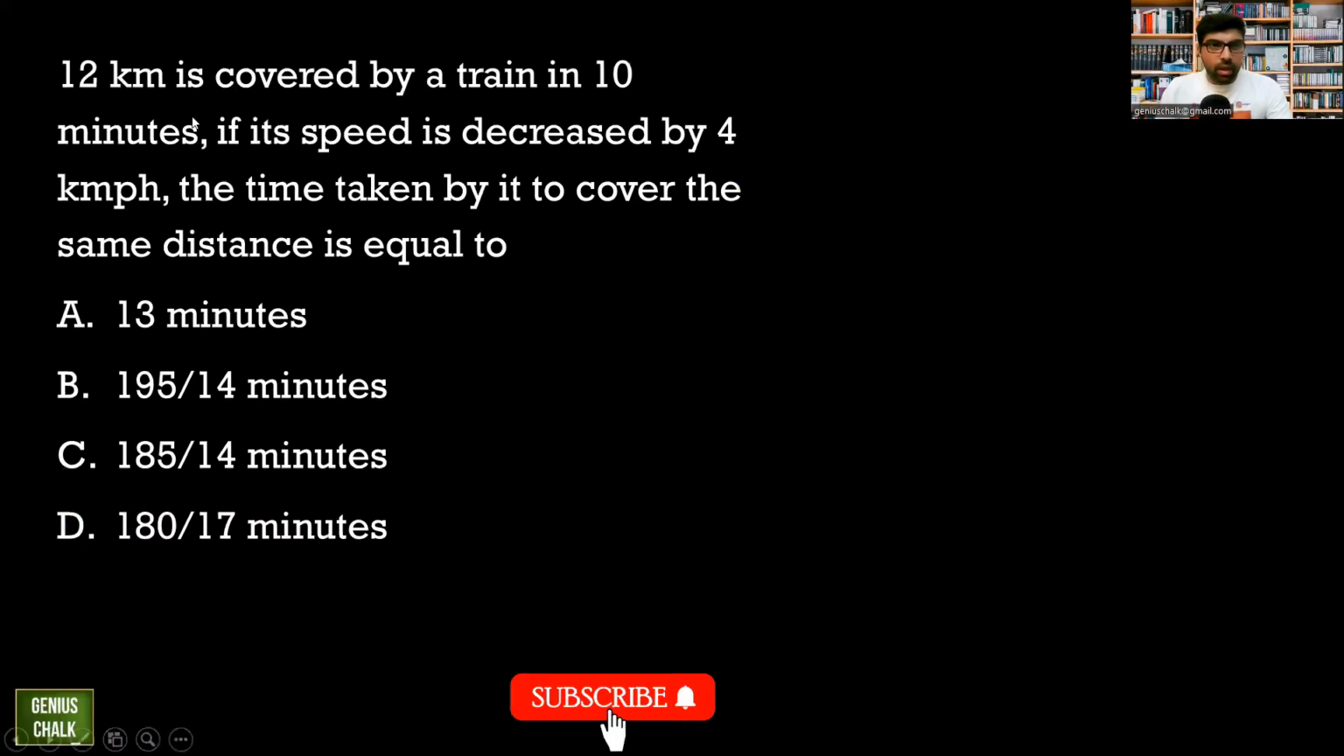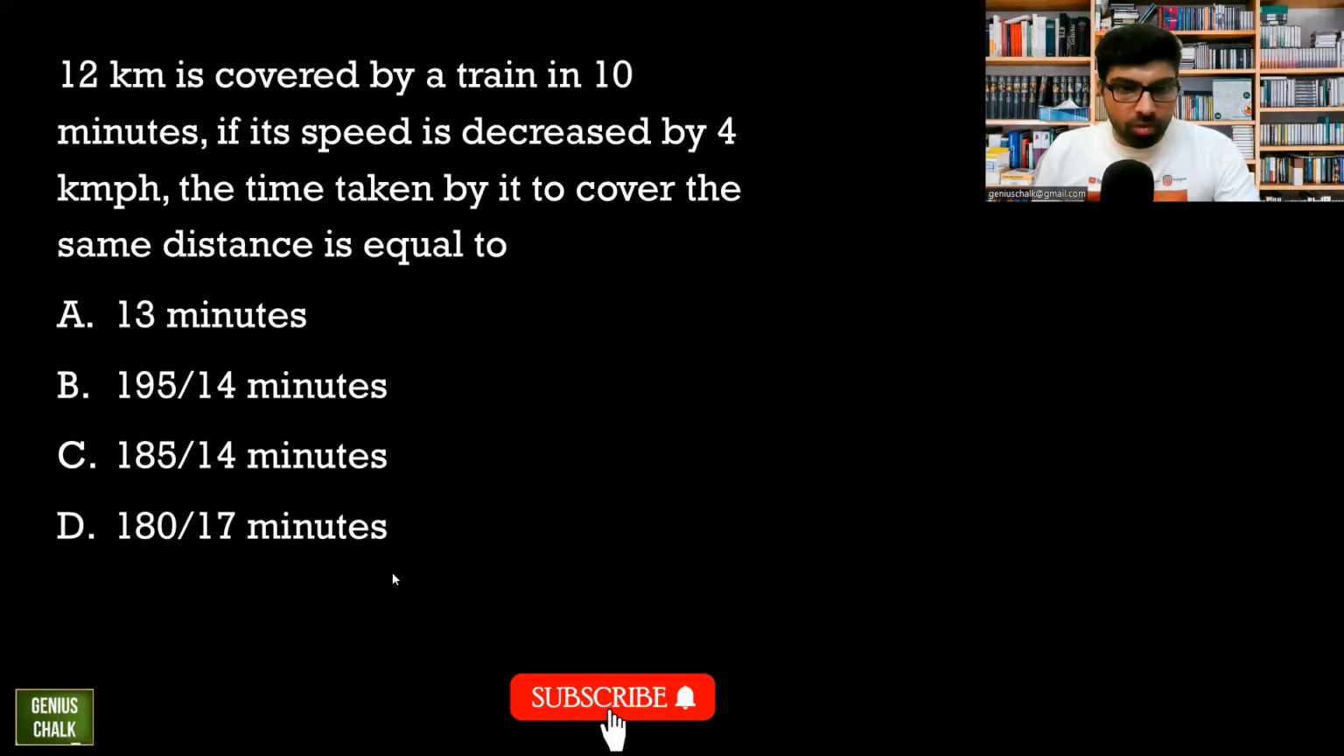Right? Next one. 12 kilometers is covered by a train in 10 minutes. Fine. If its speed is decreased by 4 km per hour, find the time taken by it to cover the same distance. Okay, the distance is the same. Okay, fine.